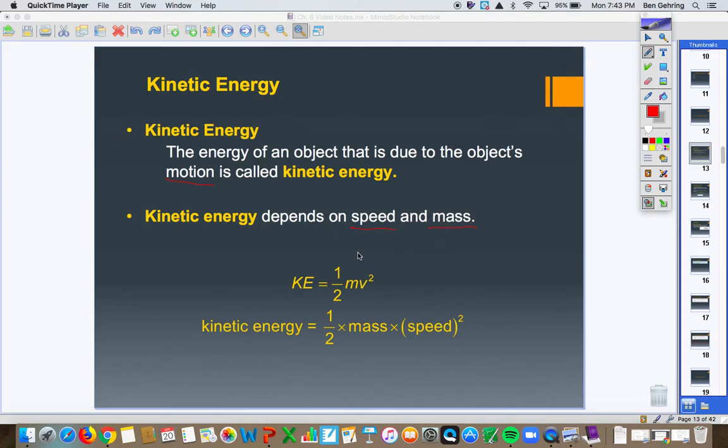The equation that puts all this together is kinetic energy is equal to 1/2 times the mass of an object times its velocity squared. So KE equals 1/2 times mass times speed or velocity squared. And we're going to use this equation today.